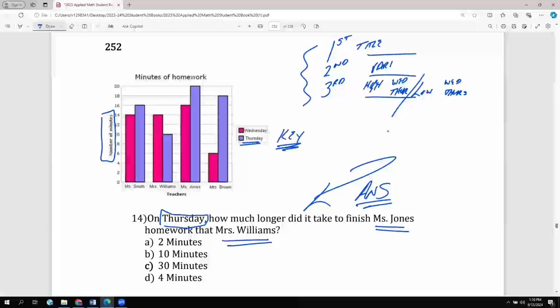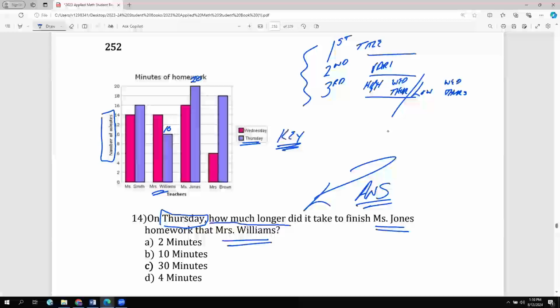All right, here's Miss Jones, blue bar 20. Here's Miss Williams, blue bar 10. Oh, again, hey, did you notice that's a high and a low? Did you see that for the blue bar? Oh, interesting, right? Okay, so the question is this. How much longer did it take to finish homework for Miss Jones than it did for Miss Williams?